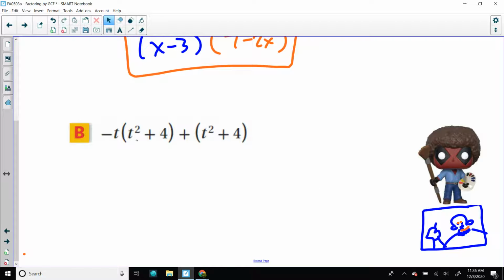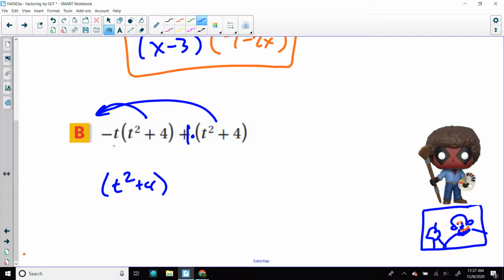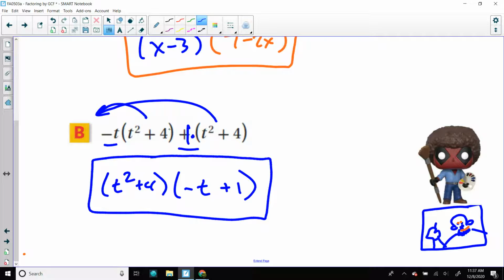Okay, so now what's going to happen is I'm going to factor out t squared plus 4 and t squared plus 4. But before you do that, you have to recognize what the number is in front of that parenthesis. So in front of this parenthesis, there is a number 1. It's 1 times all that fun. So if I pull the t squared plus 4 out front, then I'm left with a negative t plus 1 on the inside. So I have a negative t there and a plus 1 there, and that would be your answer. That's all we're doing. We're just going to grab that set of parentheses, pull it out front, and whatever's left over is in the parentheses out back.